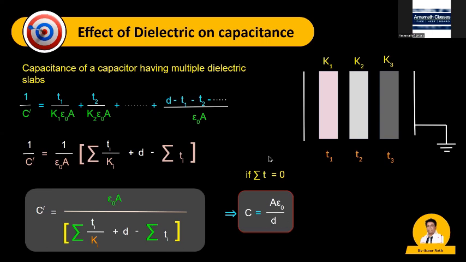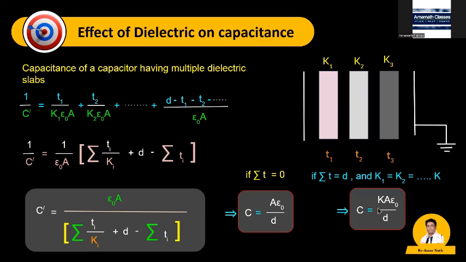And if all the K's, say K1, K2, K3, K4, are all K only, it means everywhere all the dielectric slabs have dielectric constant K only, okay? Then what will happen? The sum of all T's is D in total. It means a single dielectric only now. So it will become K epsilon naught A by D only. It means the whole place is occupied by a dielectric of dielectric constant K.